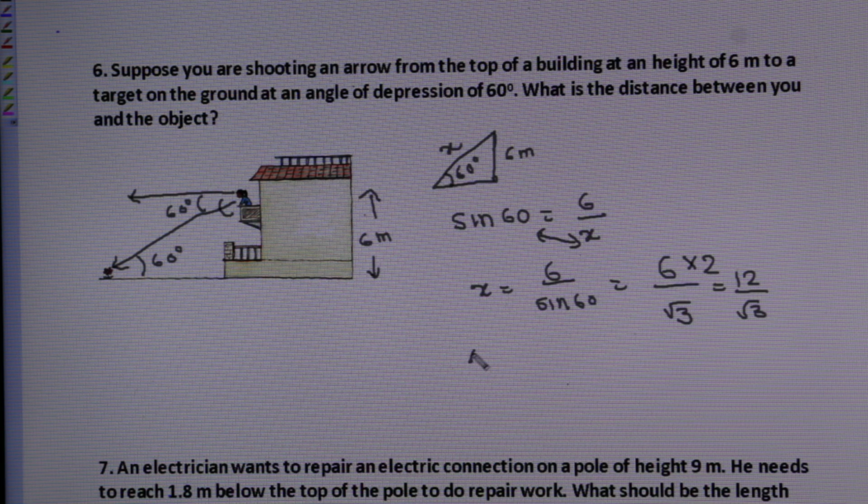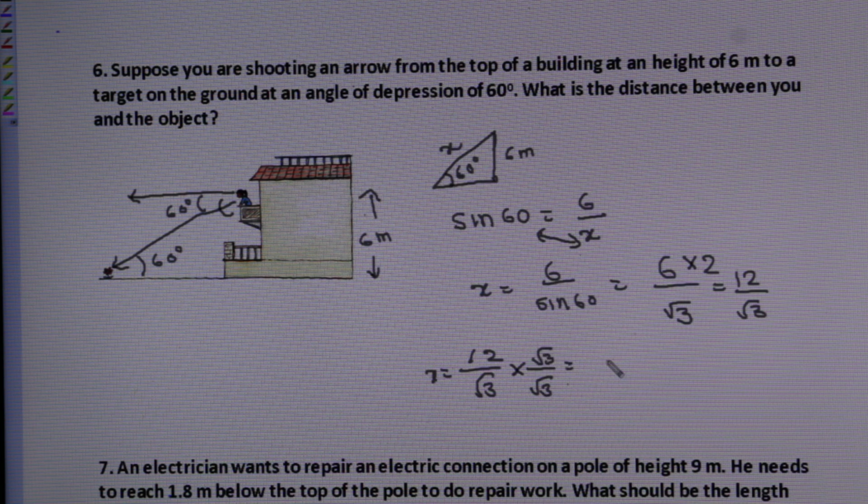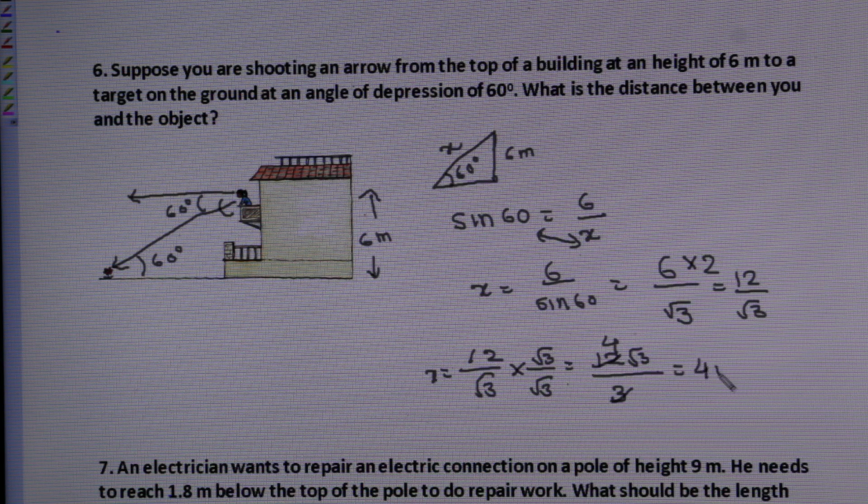You have to rationalize this. How to rationalize? Multiply the numerator and denominator by root 3. Therefore, this is 12 root 3 by root 3 into root 3, which is 3. 3 4 times 12. Therefore, 4 root 3 meters.